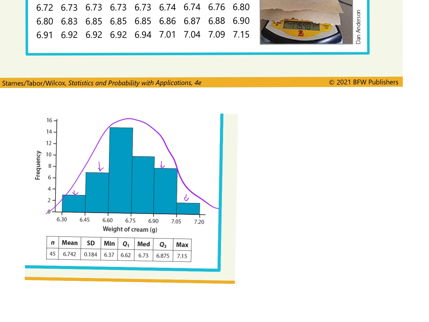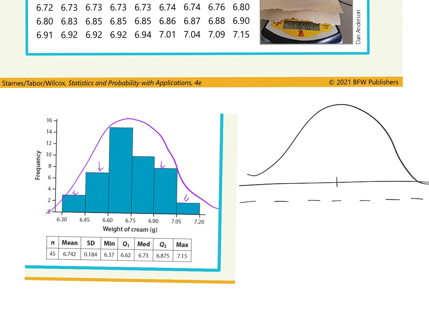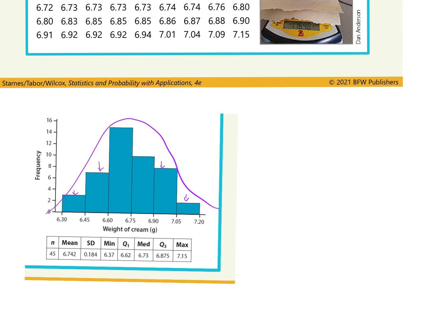We'll test it. What we're going to do is find what these values are. When you're finding 1 standard deviation, 2 standard deviations, you're finding the numbers that we were writing down on our normal model. You're just not drawing them on the normal model. So we're going to do our mean, 6.742, and we're going to subtract the standard deviation, 0.184. And then we'll do 6.742, and then we will add 0.184.